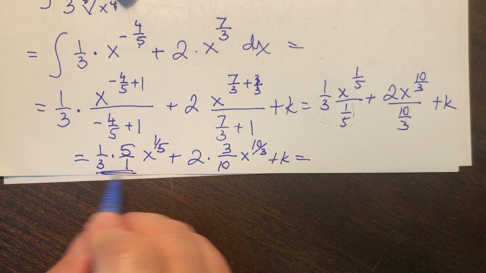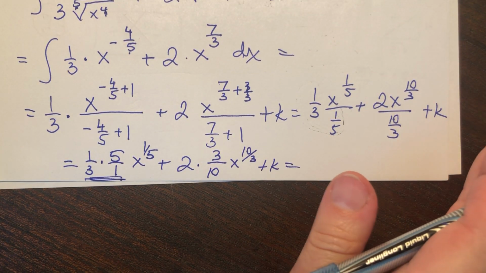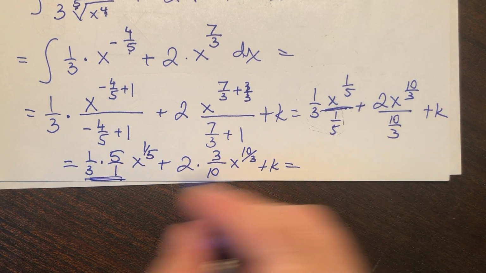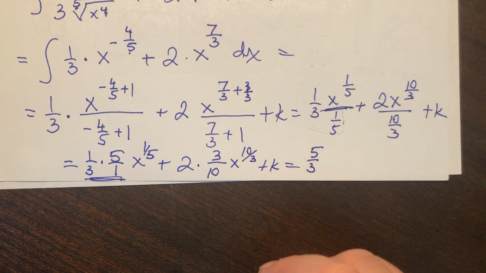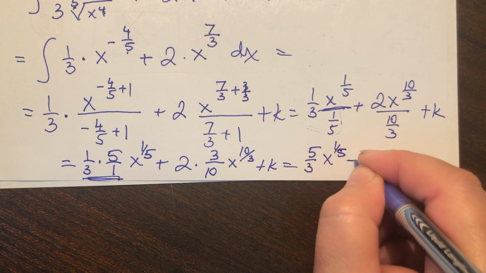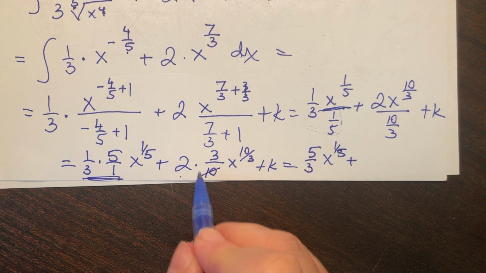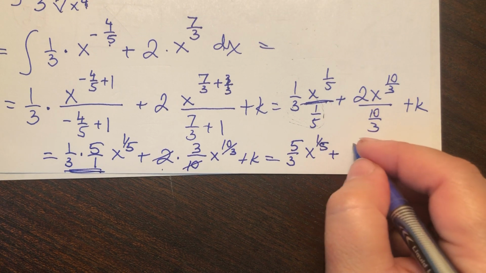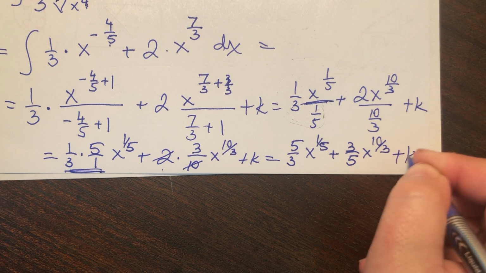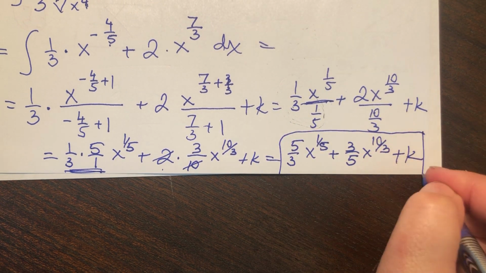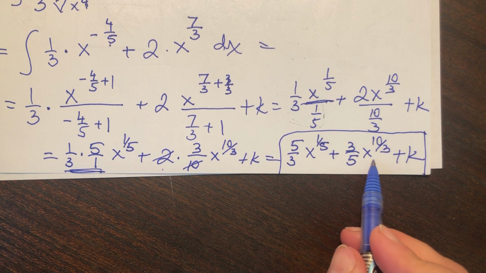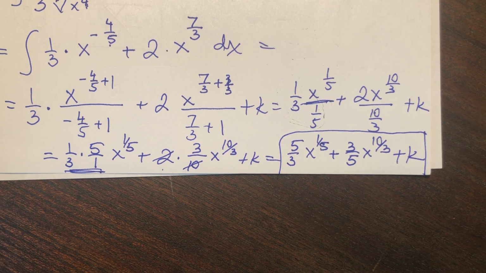So combining these coefficients here, and again, you could put in your calculator. You can ask your calculator, what is 1/3 divided by 1/5? And then the calculator right away, hopefully, will get you 5/3 for an answer. X to the 1/5 plus 2 times 3/10. That's going to be reduced to a 3/5. X to the 10/3 plus k. Now, one other thing you could do is rewrite the x to the 1/5 as a 5th root of x. And this is a cube root of x to the 10th, but just leave it at that.